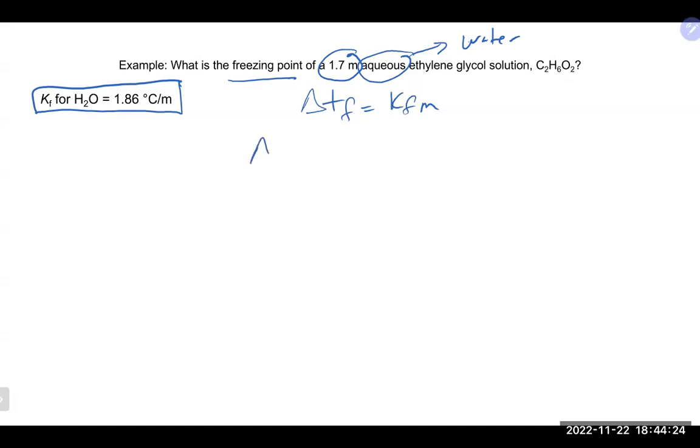So really, we have everything that we need to stick in here. That would be 1.7 molality times our Kf value from the table. The molality will cancel, and that will give us 1.7 times 1.86. That's about 3.2 degrees Celsius.